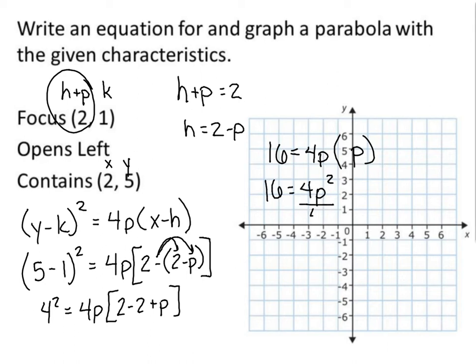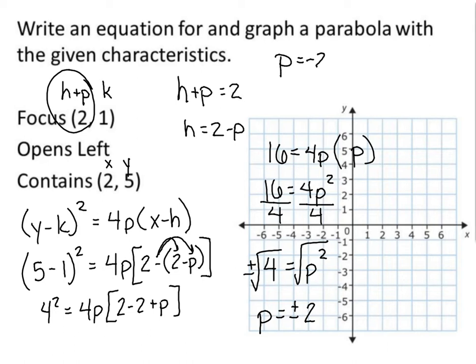We're going to divide both sides by 4. So we're going to know 4 is equal to p squared. To get the p by itself, we are going to take the square root. But remember, when you take the square root, you need the positive and the negative. So p is either equal to plus or minus 2. But we said earlier, because this is opening to the left, we do know our p-value is negative. So we do know that p is equal to negative 2.